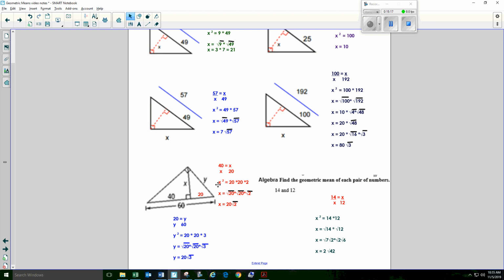So now I have, taking the square root of each, square root of 20 times square root of 20 times square root of 2. Okay, and the square root of 20 times the square root of 20 is 20. You should remember that from Algebra 1. If I multiply a square root by itself, it just takes off the square root.